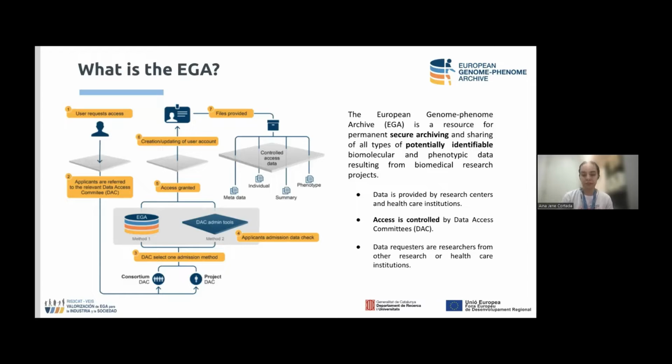The type of data will depend on each use case and on what the data providers or submitters have deposited to the EGA. So sometimes we will have sequencing data, sometimes we will have phenoclinical data, and sometimes we will have both.